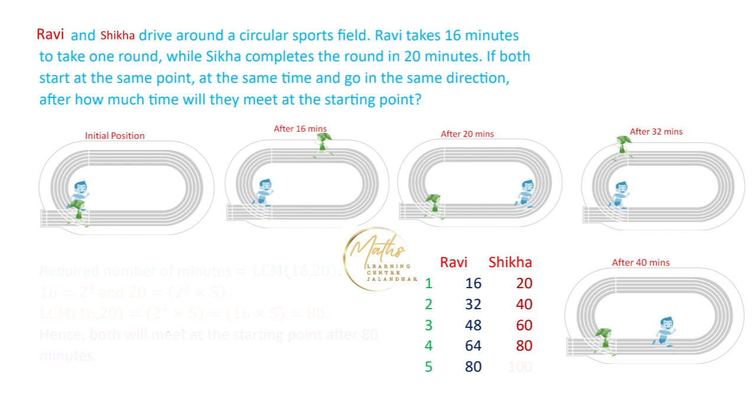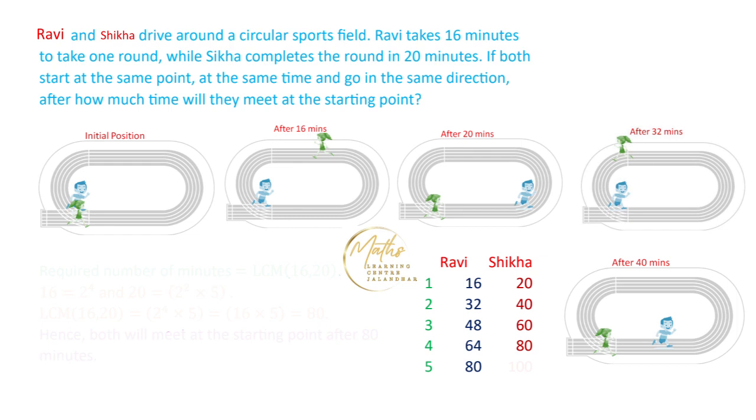So if we calculate in this way, we can see that after 80 minutes, Shikha would have completed 4 rounds and would have reached the same position. And after 80 minutes, Ravi would have completed 5 rounds and would have reached the same position. It means that they both will meet at the starting point after 80 minutes.